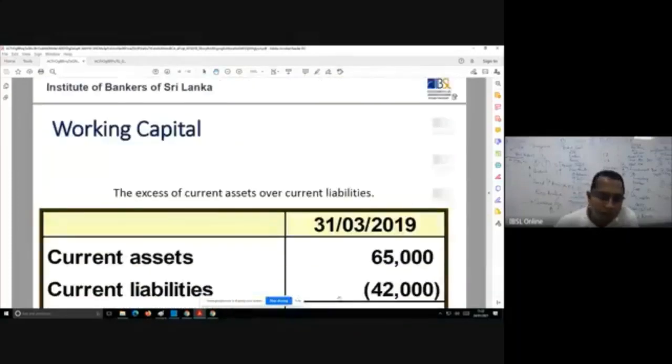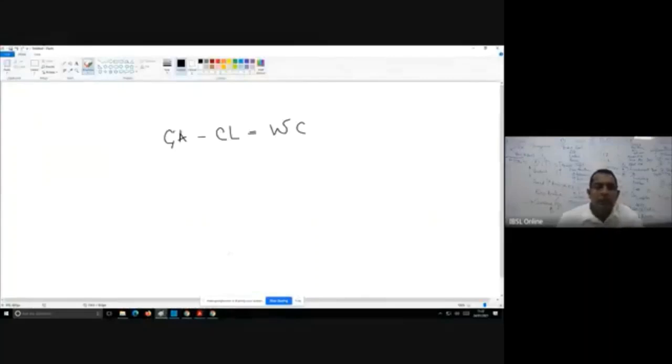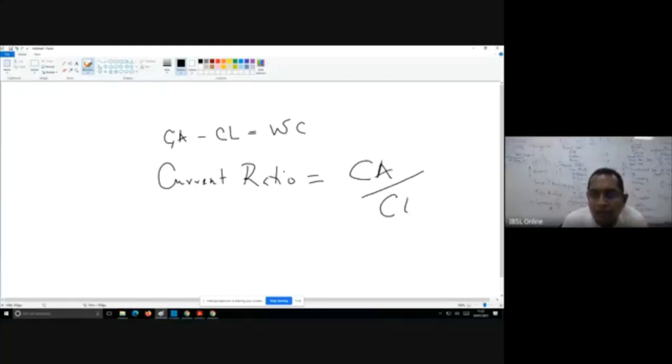Then we talk about the current ratio, which is equal to current assets divided by current liabilities, right? Total current assets divided by current liabilities is the current ratio. What does this mean? And who uses this ratio? Current liability holders like creditors and short-term lenders use this ratio.